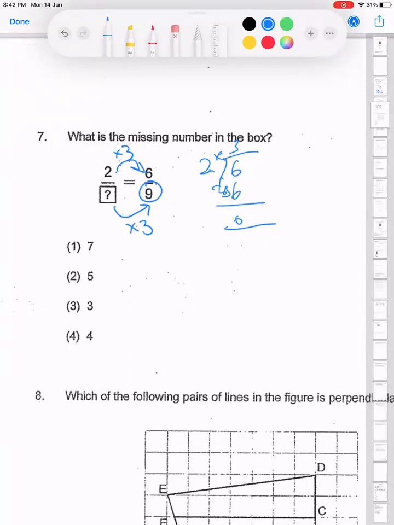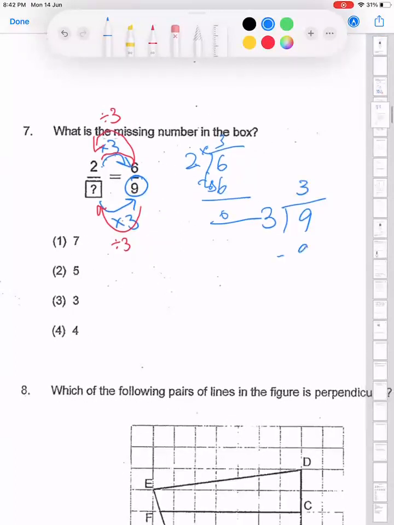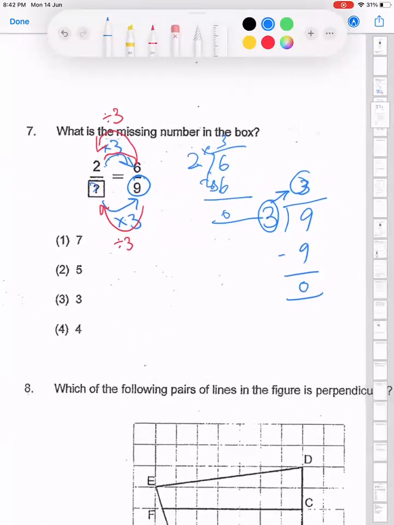If you want to work backwards, you can see just now I drew an arrow in the other direction like that, right? So 6 divided by 3 will give you 2 because we work backwards. So that's how we do it. Okay, so 9 divided by 3 will give us 3. You know why? Because 3 times 3 gives you 9. Therefore, the answer would be 3 in the box.